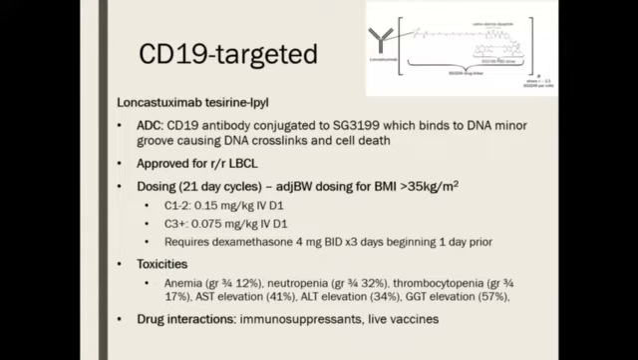Neutropenia, grade 3 and 4, is 32%, so pretty decent rate there. And then you have a decent amount of hepatotoxicity as well. This is a nice product to have in our back pockets for those relapse refractory folks.